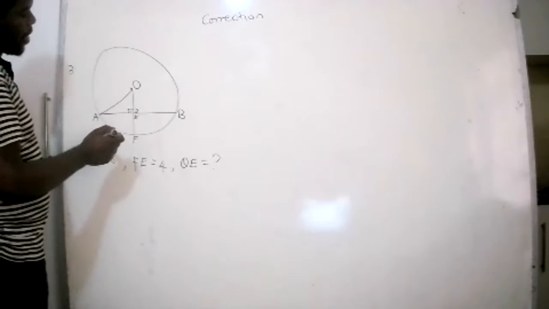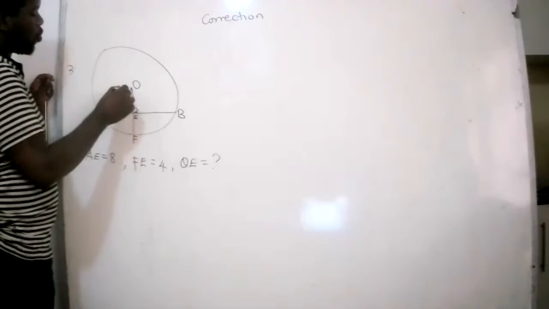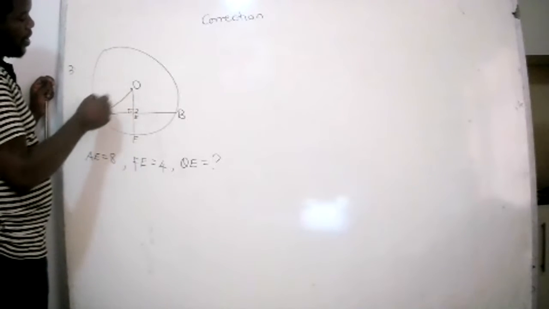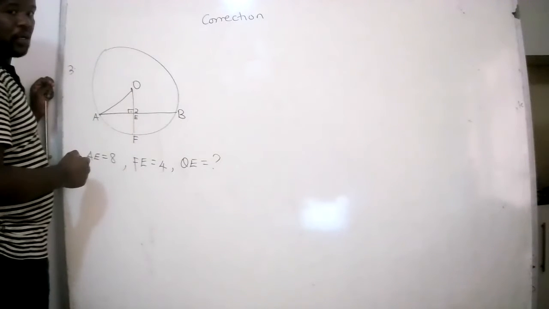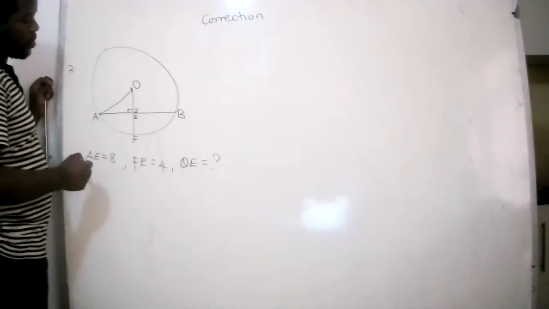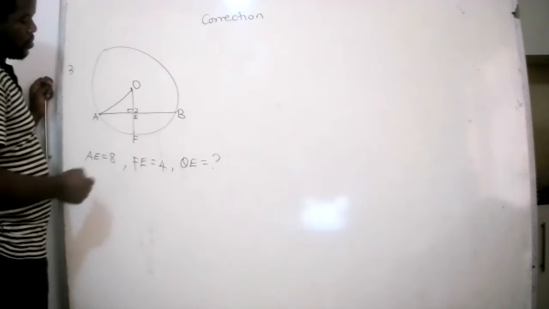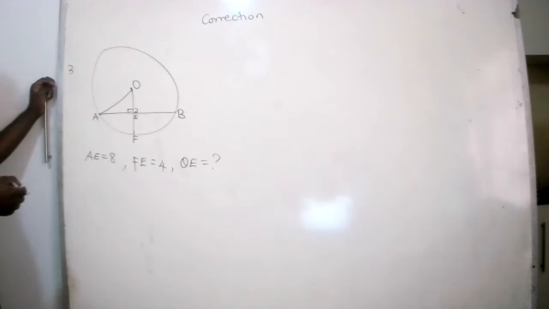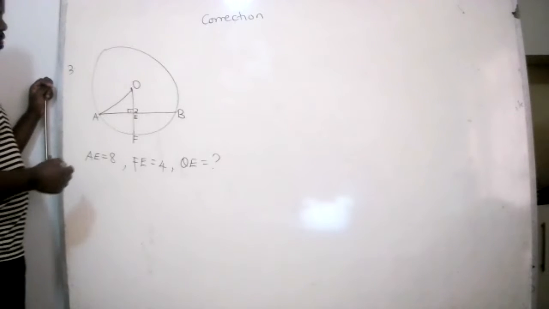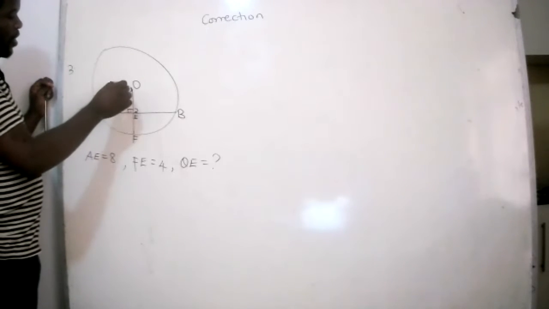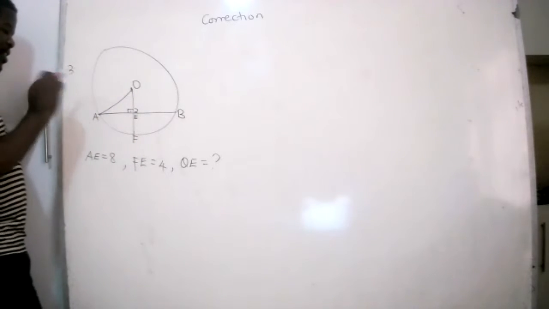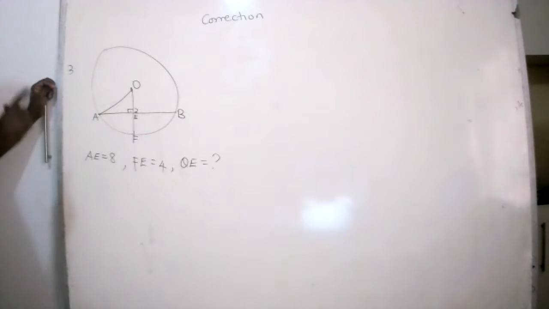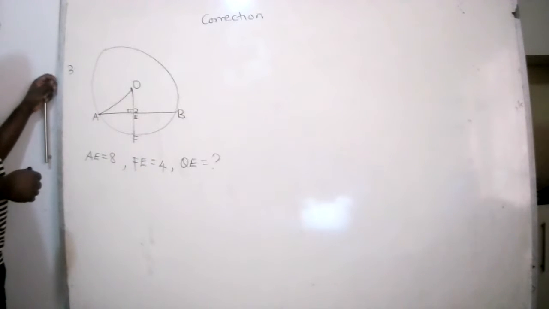So can you tell me why they are saying that OF is equal to OA? What is the reason behind this? Radii. These are the radius. So this is a radius and that is a radius. That's why they say this side here is equal to that side. And that is the trick of attending to these questions. Once you understand that, you will be able to answer this question without any hesitation.